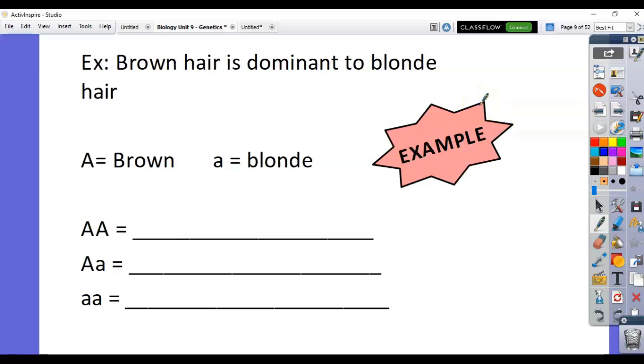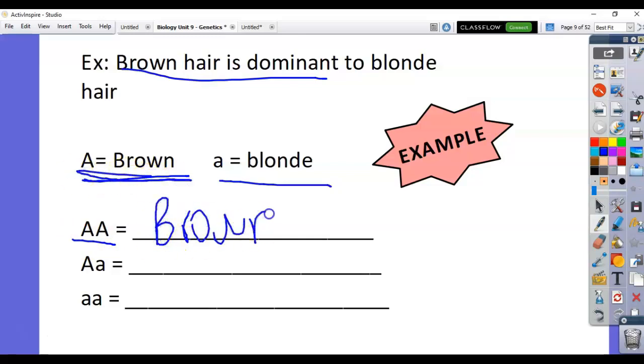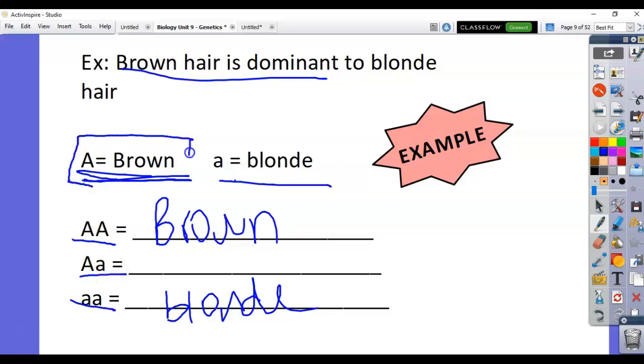Let's do the next one. Brown hair is dominant to blonde hair. So brown hair is dominant. They did a capital A. Blonde hair is recessive. Okay, so they did a lowercase. So if I've got two uppercase letters, what color is it going to be? Two letter A's, they're the same, so brown. If I got two lowercase, what's it going to be? It's going to be blonde. And if I have a capital and a lowercase, which one wins? The uppercase dominant one wins, so it's going to be brown.